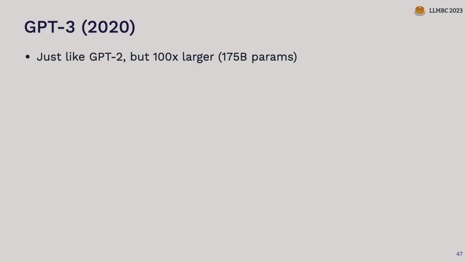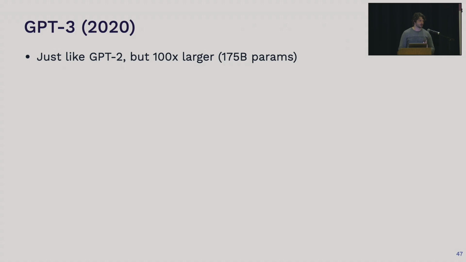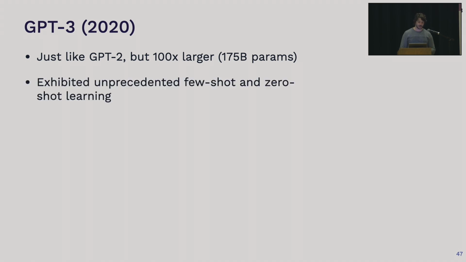GPT-3, for me at least, was the first time it seemed like language models were actually going to be really useful very soon. And GPT-3 wasn't really an advancement in the underlying technology. It wasn't an algorithms advancement. It wasn't an advancement in the way that things were trained. It was just like GPT-2, but 100 times larger. So rather than 1.5 billion parameters, it had around 175 billion parameters. A lot of engineering went into scaling it up like that, but not a lot of research or changes in the fundamental technology.